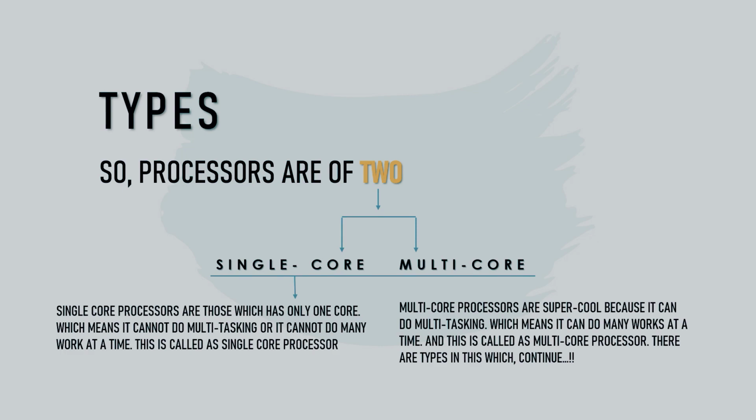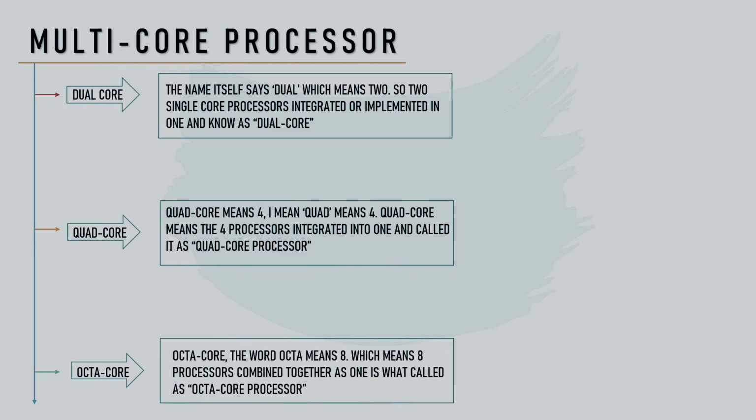Now let us know what a multi-core processor is. Multi-core processors are really super cool because they can do multitasking, which means they can do many works at a time, and this is called a multi-core processor. And you know what, there are types in multi-core processors. The multi-core processor types are three: dual core, quad core, and octa-core.